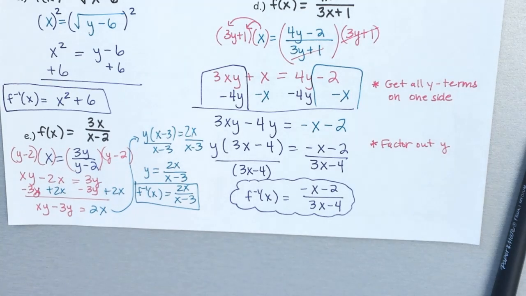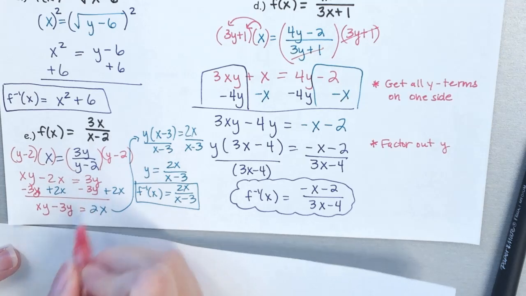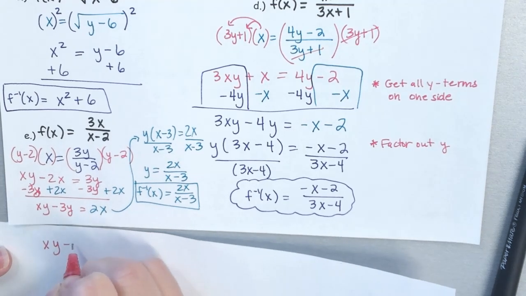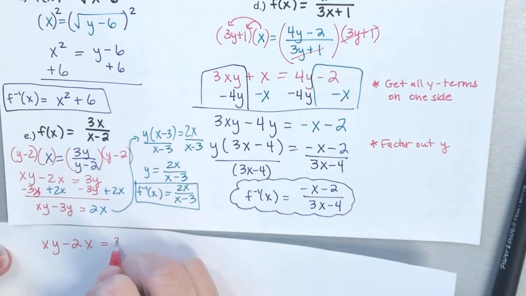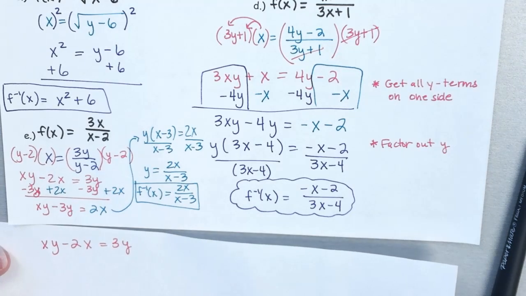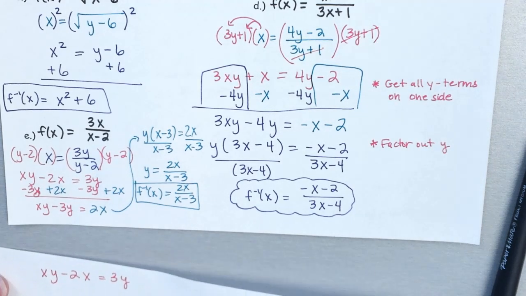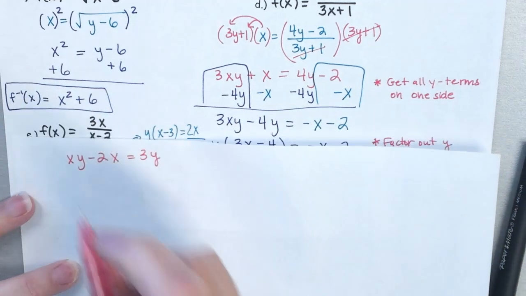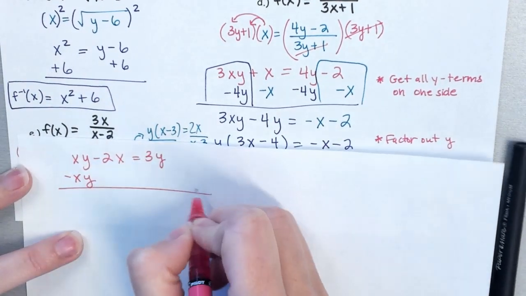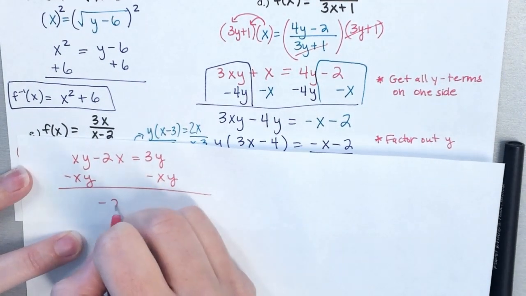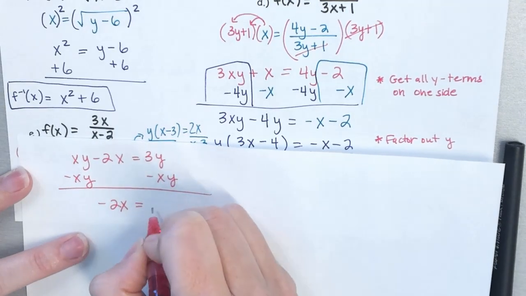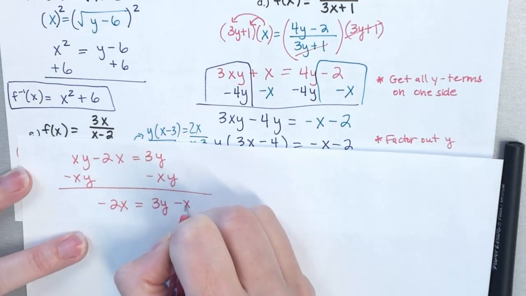Okay. Now, did some of you move this to the other side just because then you wouldn't have to move the 2x over? Okay, so if so, when you subtract the xy, you have negative 2x equals 3y minus xy.